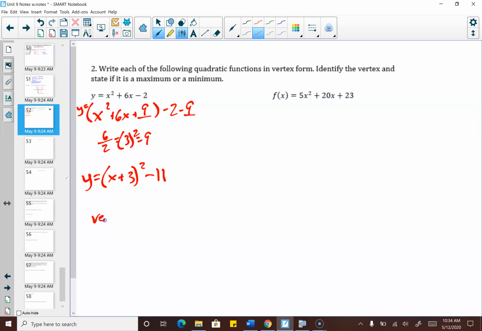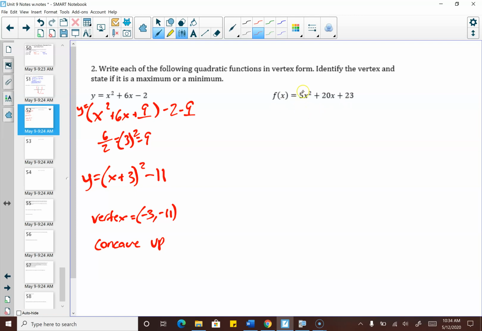So our vertex is going to be negative 3, because the opposite sign of what's inside, negative 11, same sign as what is outside. And then because it was positive out in front, it's going to be concave up. Okay, so now let's try the next one here.